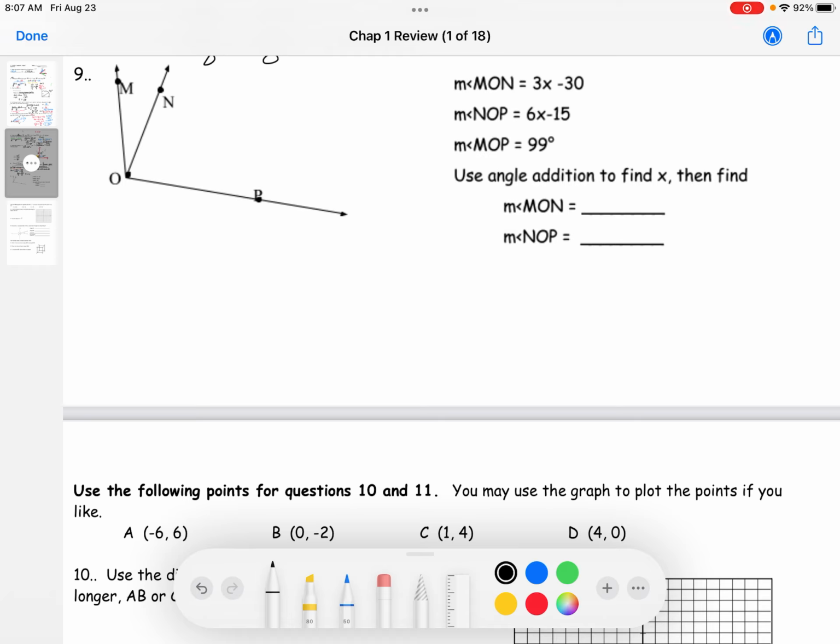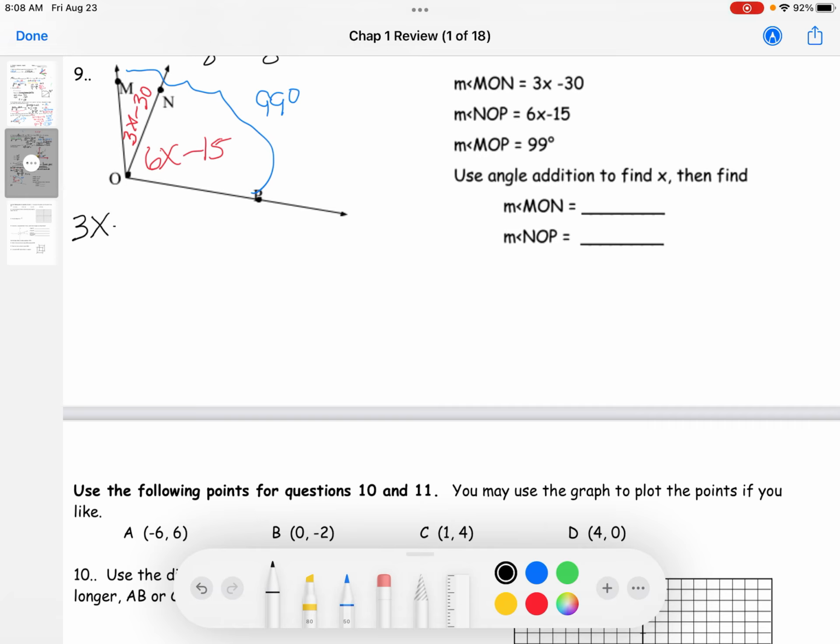Okay, so I'm going to go label my different parts of my angles. Angle MON is 3x minus 30. Angle NOP is 6x minus 15. And the whole thing, MOP, is 99 degrees. Okay, so I need to add together what's on the inside and set it equal to what's on the outside, which is the 99.